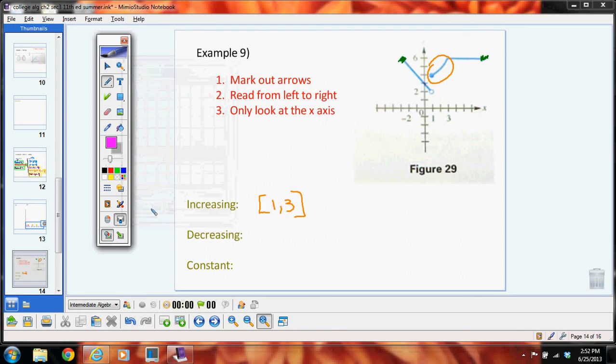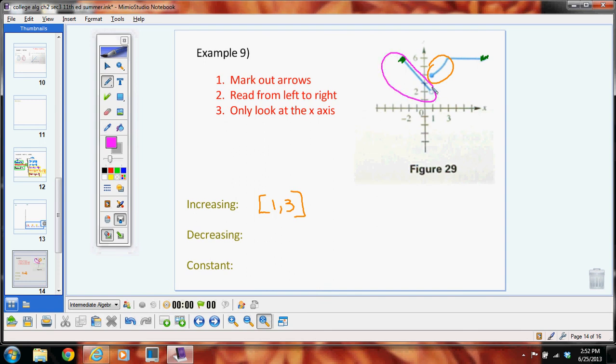Now decreasing, let's talk about where it's going down. If you're reading from left to right, this is the piece where it's going down. Now it's going down from negative infinity, because that graph continues there, all the way to a positive 1. Remember, you're only looking at the numbers on your x-axis here, okay? So it goes all the way to 1, and notice that I have an open dot at 1, so there's going to be a parenthesis there. So from negative infinity all the way over to positive 1, my graph is going down, but I have an open dot there, so that's why I have a parenthesis.